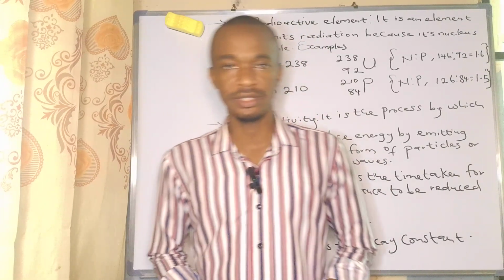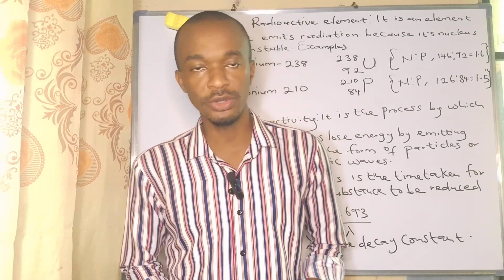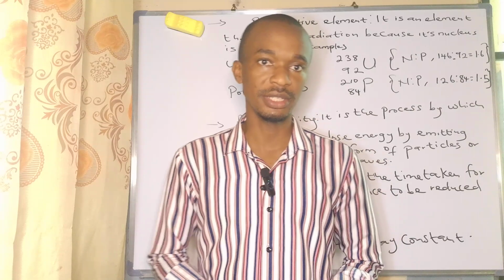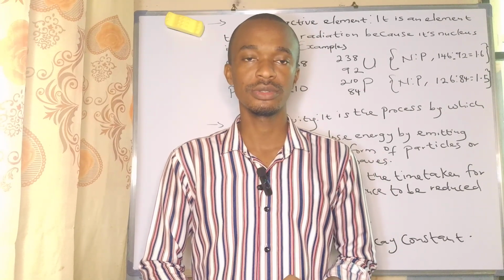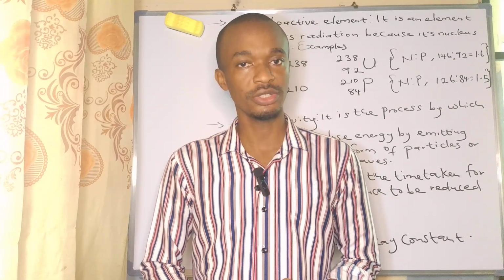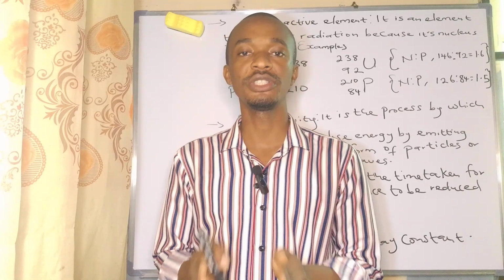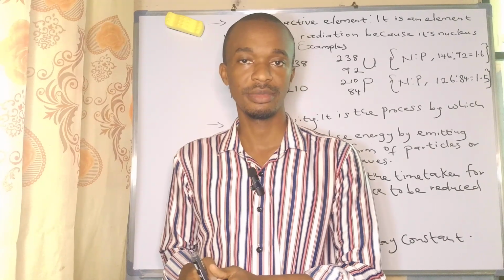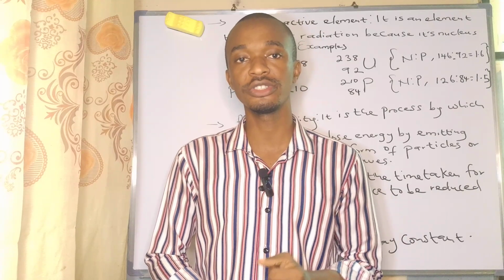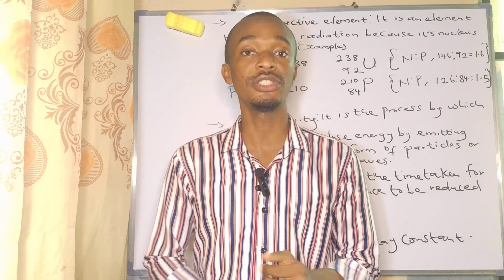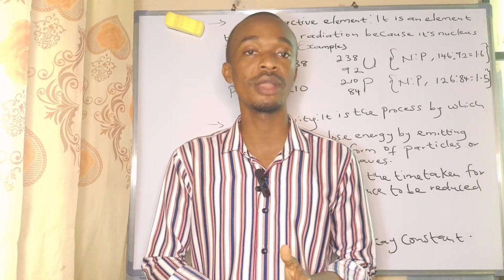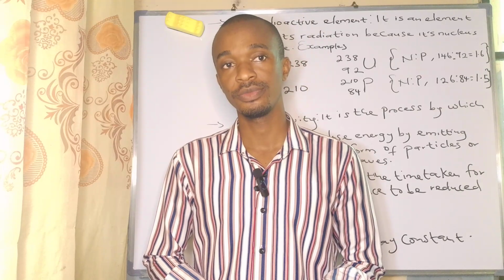Welcome to Impact Physics. In the previous video, we discussed nuclear stability. We talked about the conditions. So I'll just remind you, a nucleus is said to be stable if it doesn't change over time. And there are two conditions. The first one is the neutron to proton ratio, and the second one is the binding energy.